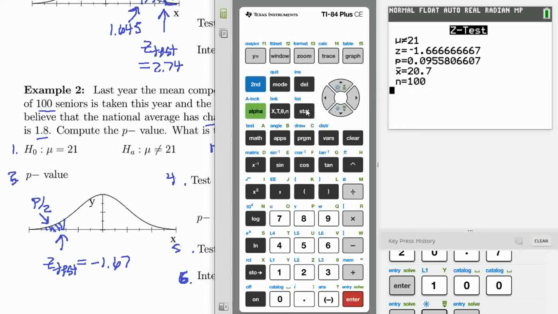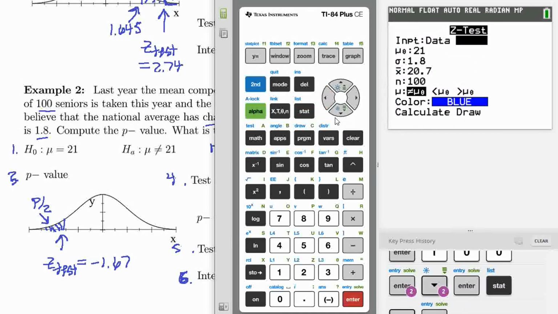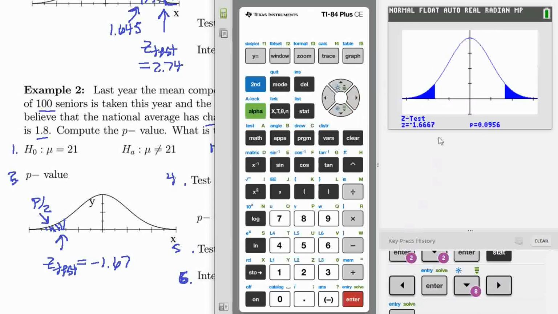So now if you go back here and go to stat, tests, do the same thing, but then come down and instead of calculate, do draw. Then it sketches the distribution and it shows you the p-value. So 2 rejection regions, so this is p over 2, and there's our p-value, 0.0956, to 4 decimal places.